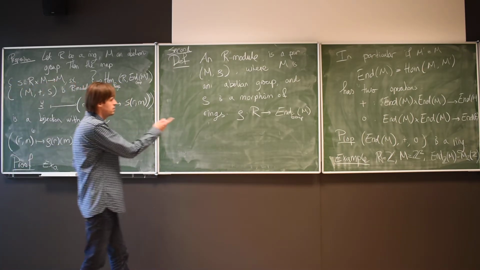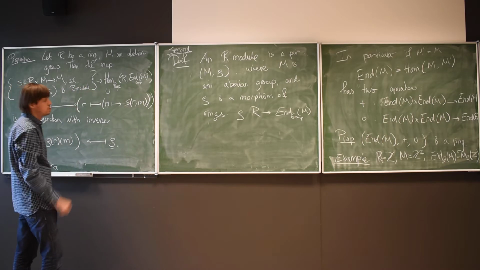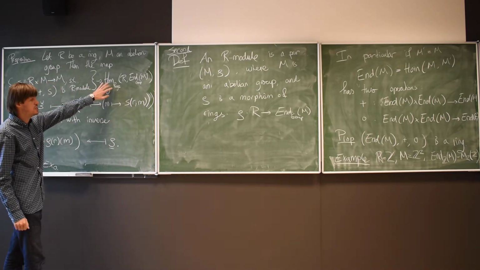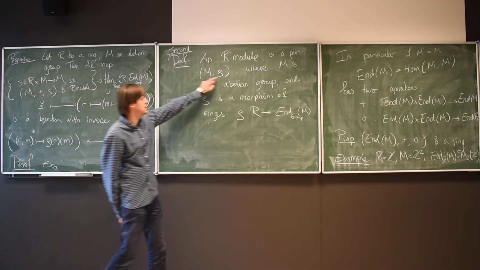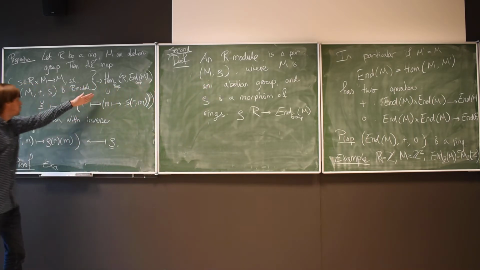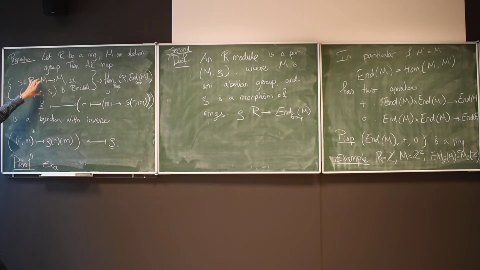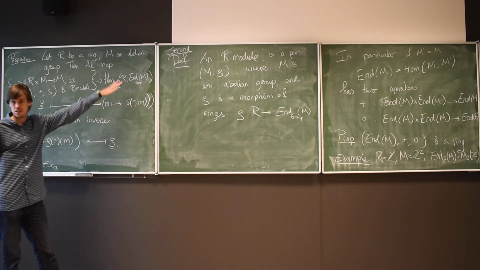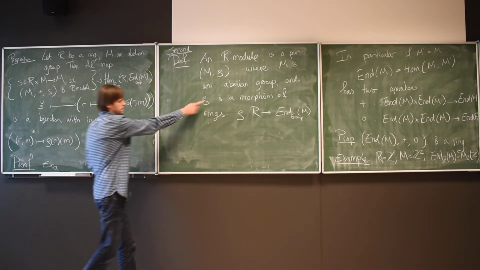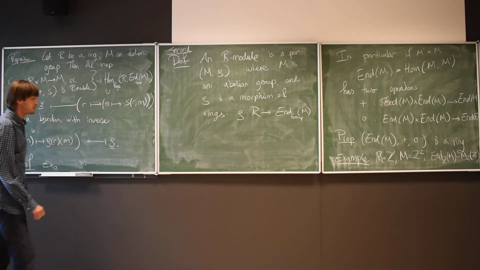Like this. Okay, and so if you want to translate between the two notions, of course you just use this bijection, right? So if I give you a pair like this, you put it in the bijection that I wrote down, and then you get an R module in the previous sense. And if you had an R module in the previous sense, you can translate it using this bijection to an R module in this sense.